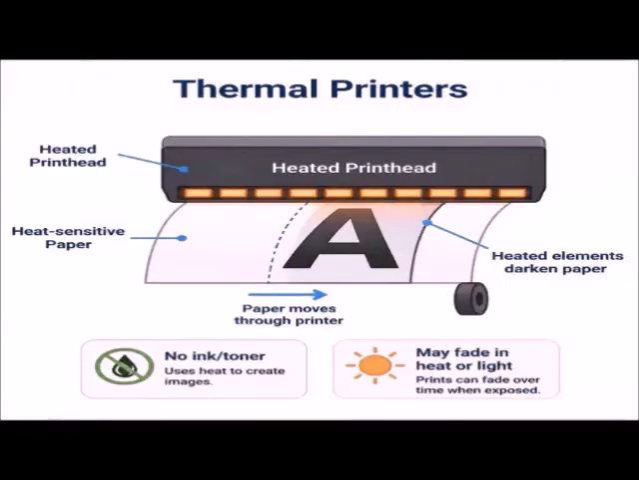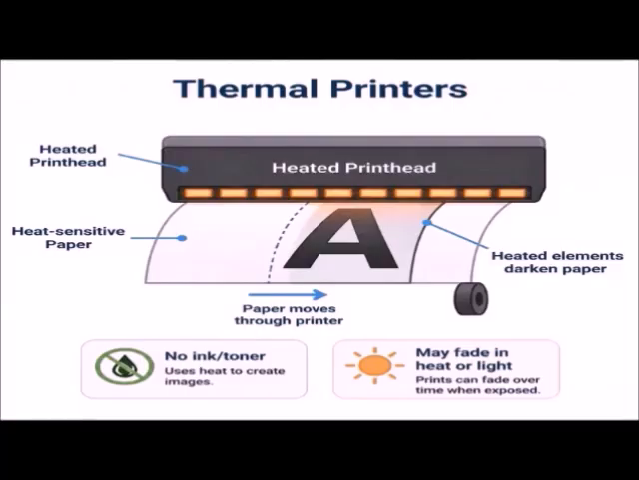Thermal printers. Use heated printheads to darken specific points on chemically treated, heat-sensitive paper. They require no ink or toner and are common in retail point-of-sale receipt terminals. Prints can fade if exposed to heat or light.